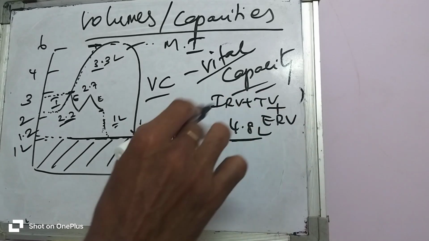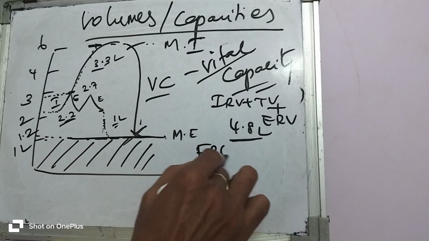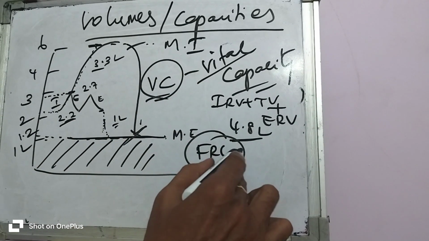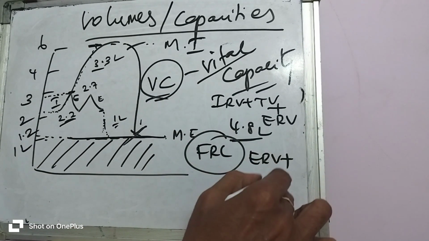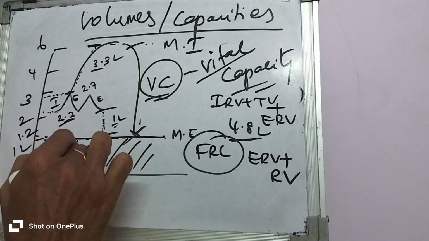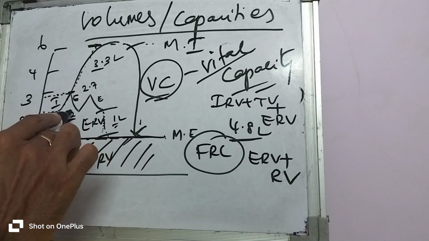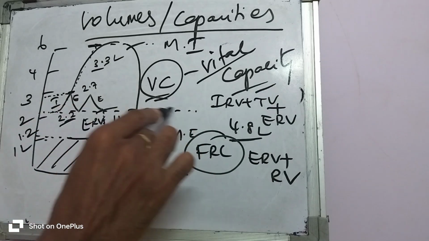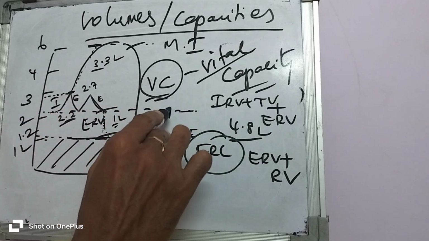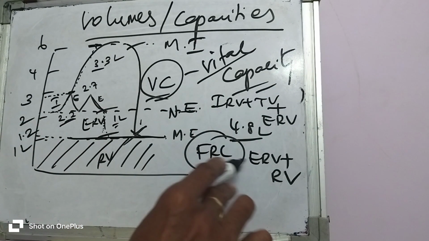Then functional residual capacity, FRC. What is FRC? It is the sum of expiratory reserve volume plus residual volume, ERV plus RV. Or it is the amount of air remaining in the lung after normal expiration. So that is called FRC.